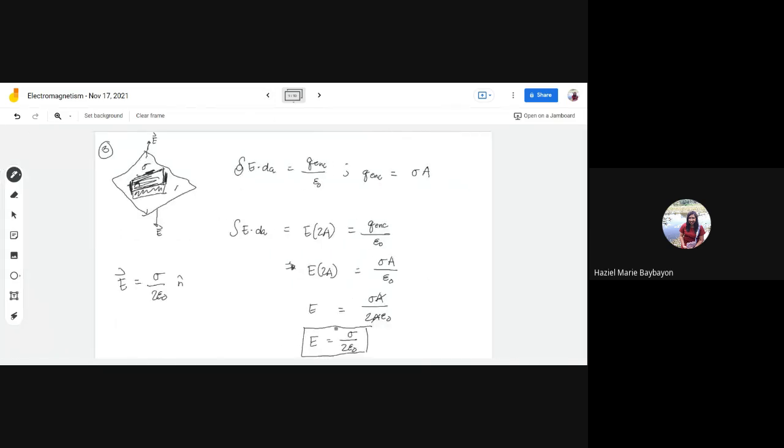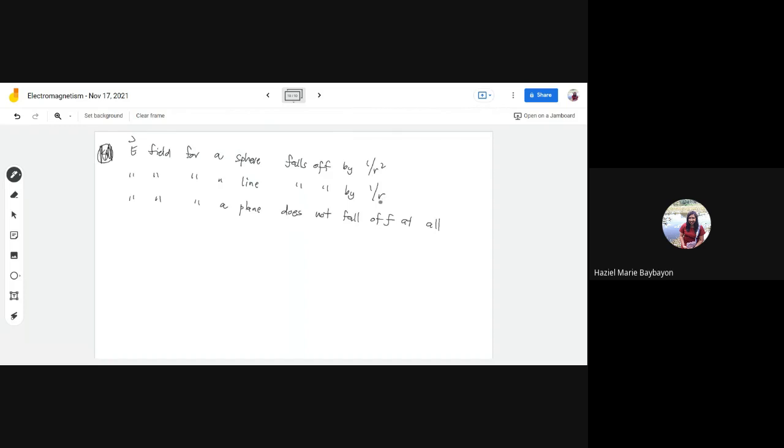So you have this one. So it is not dependent on the area or di siya dependent sa distance. Okay?